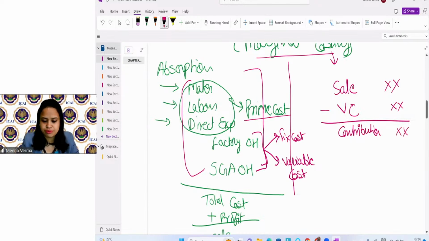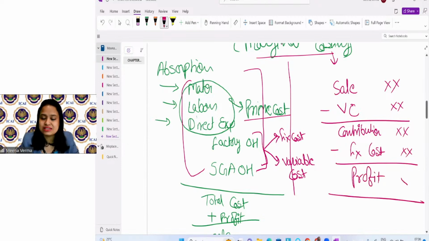Total contribution of the company. Then we subtract the fixed cost from here. We get the profit of the company, right? This is something you have already done in your basic session, means basic classes, CA Inter. You have already done all these things.